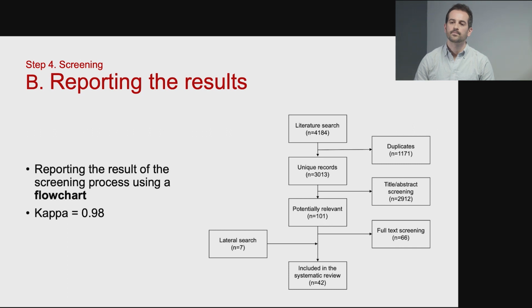Does the lateral search, I guess, affect the quality if you're adding any papers afterwards? Does it take away from what you've done previously? No, actually, you can also specify in your protocol that you are going to do lateral search. It's suggested, it's recommended, yes, to do that.